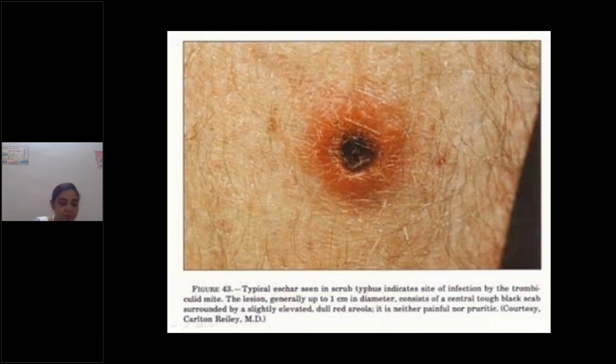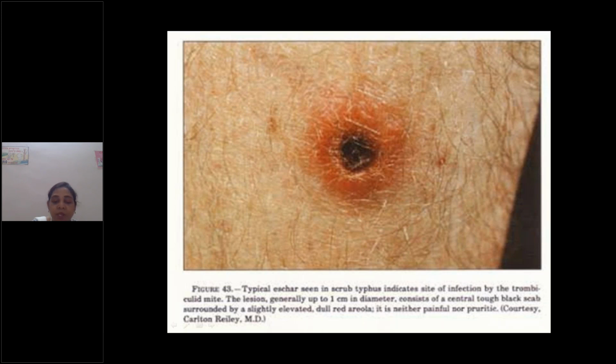Please see this. Can you see the eschar? Not the eschar, how it looks. It is a black dot in the middle, which is surrounded by reddish edema.